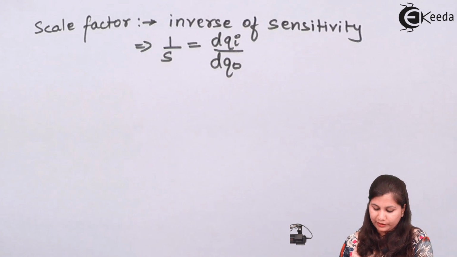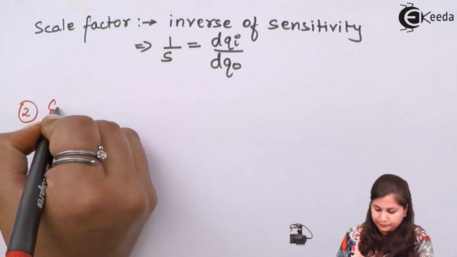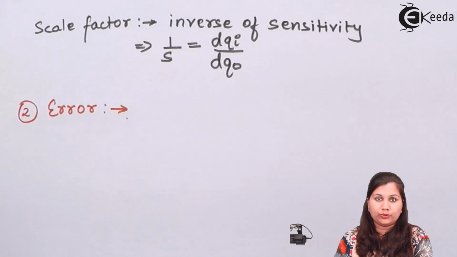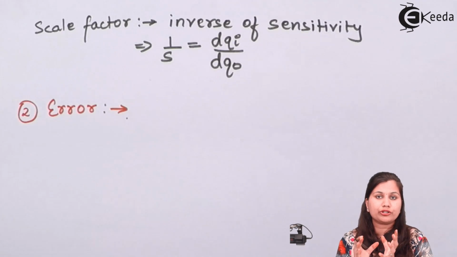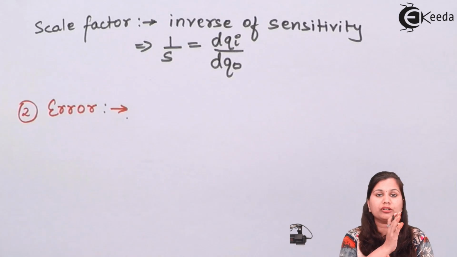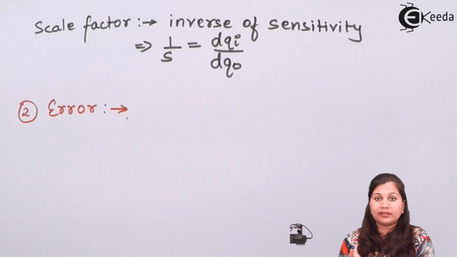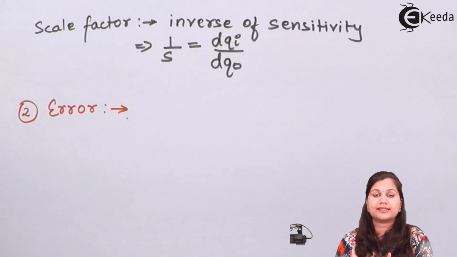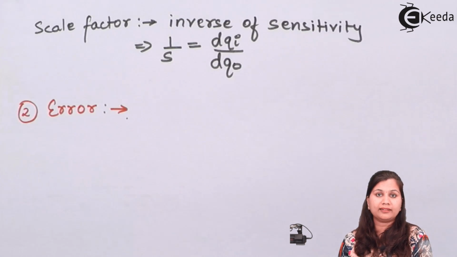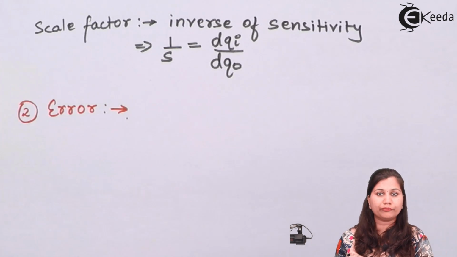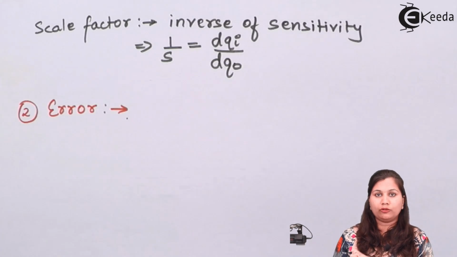The second factor which affects the transfer characteristics is the error. Now, why do these errors occur in a transducer? We have said in the transfer function that there is a relationship between the output and the input quantity, which is given by the equation Q naught equals F of Qi. That means output is a function of the input quantity. Now, when the transducer does not follow this relationship and it gives us a different output, then error occurs. So the reason behind the occurrence of error in a transducer is that it is not following the relationship Q naught equals F of Qi, and due to that a different output is being obtained.